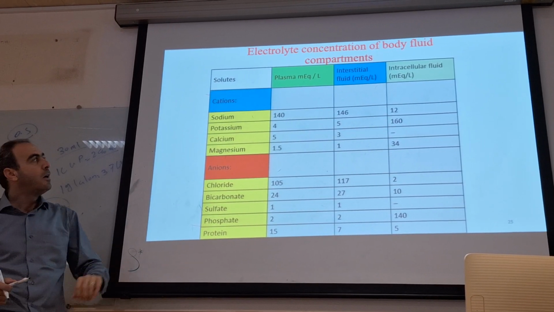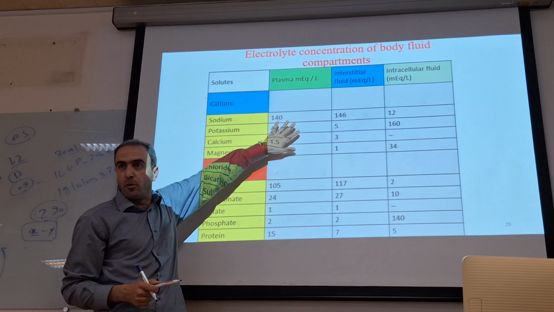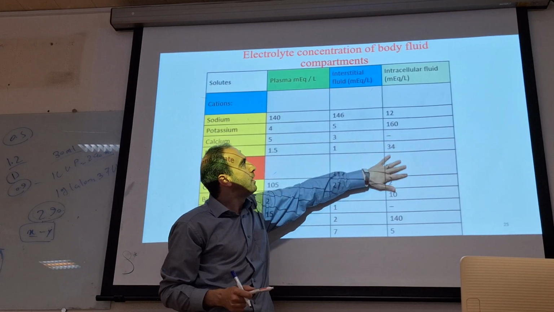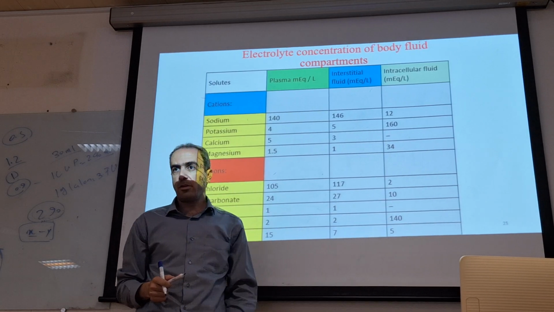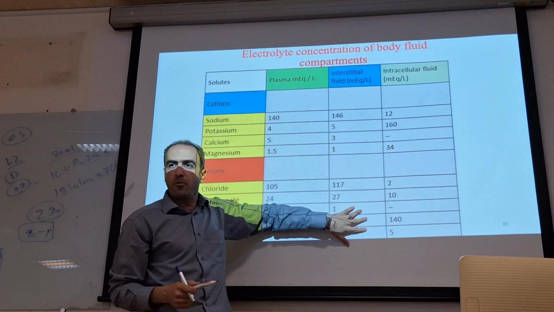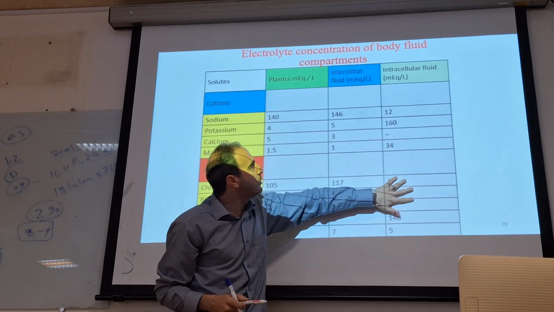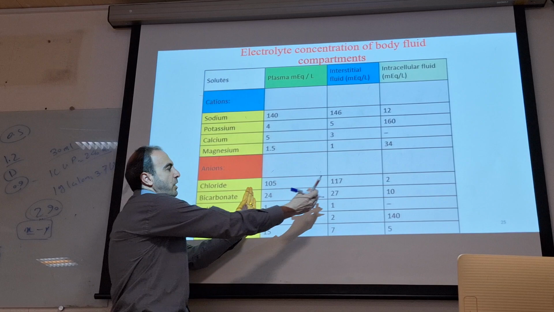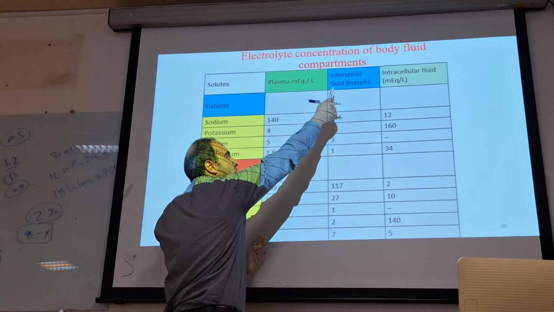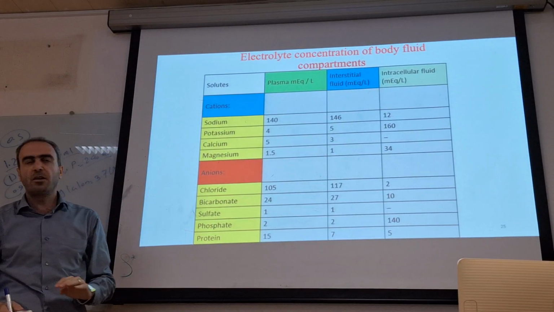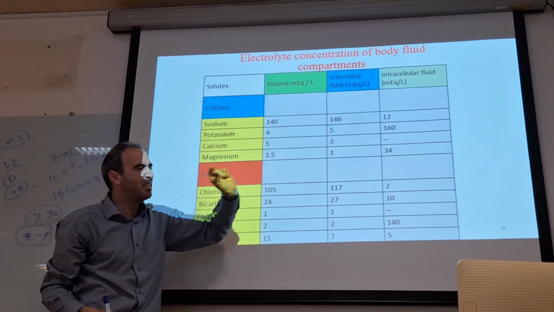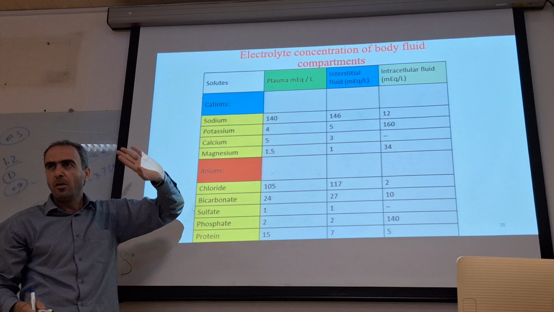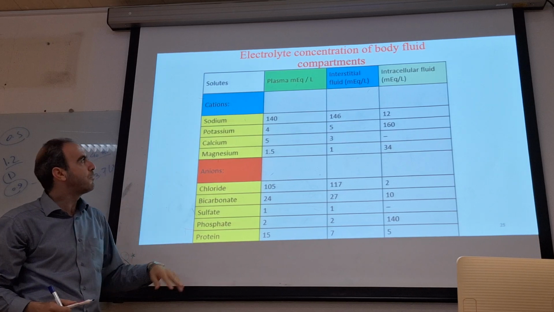Okay? We should know about the concentration in plasma and in intracellular fluid. Interstitial fluid is somehow similar to the what? Extracellular or plasma. So they are so similar. So you don't need to know about the interstitial. If you look at the numbers, there is just a little difference between the interstitial and plasma. But intracellular is important for us.